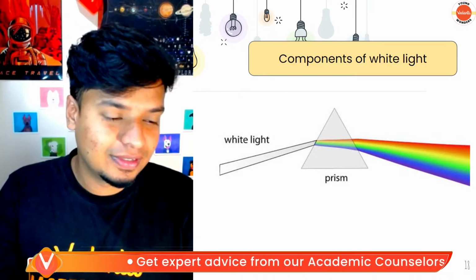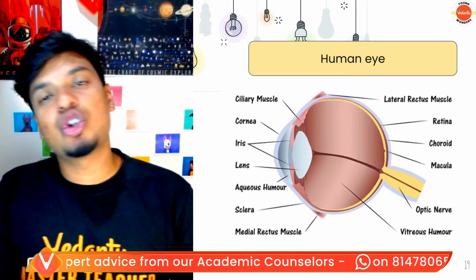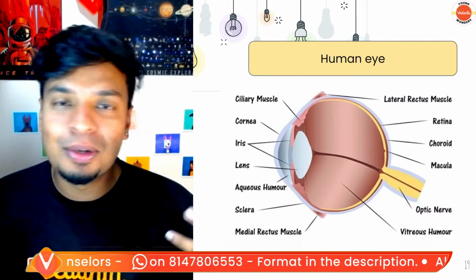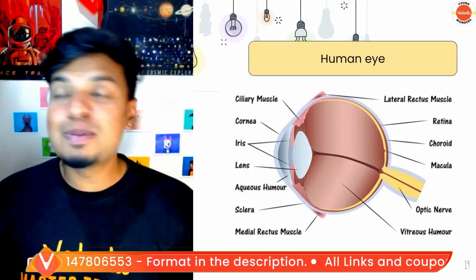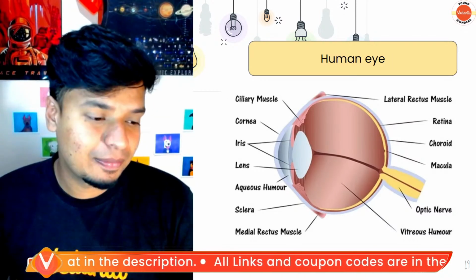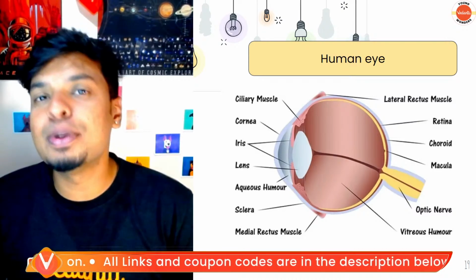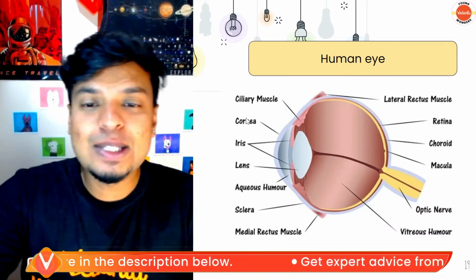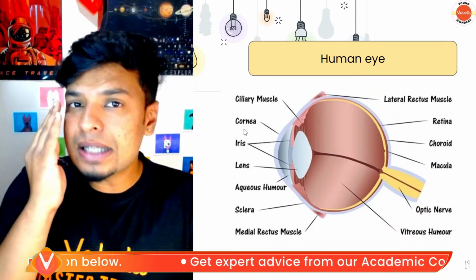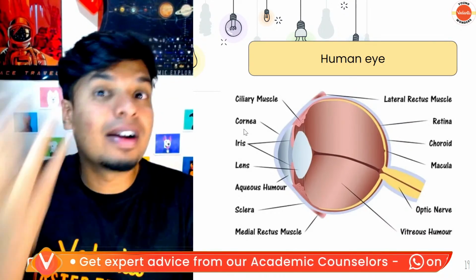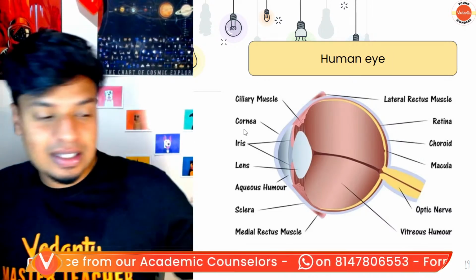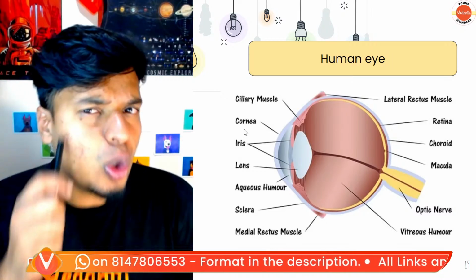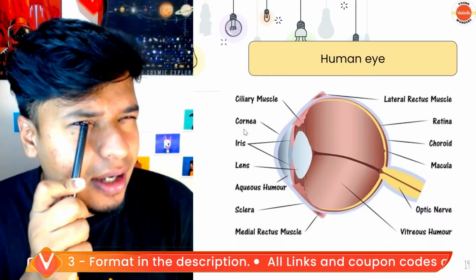Got it? Easy. Now let's talk about the next topic, that is your human eye. The human eye is an amazing organ, guys. Right? It helps us to see this beautiful world around us. But how does the eye perceive this light? Let's travel along with me. First, let's talk about the cornea. The cornea is this outer whitish part which protects our eyes from dust and from any injuries. Now, if you look closely, you can see this blackish part, right?